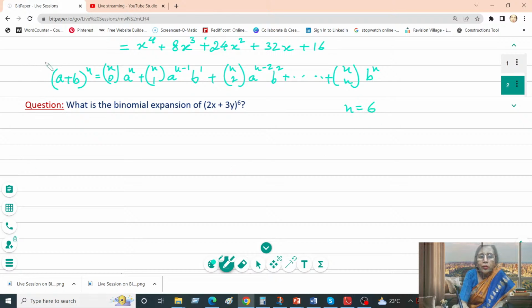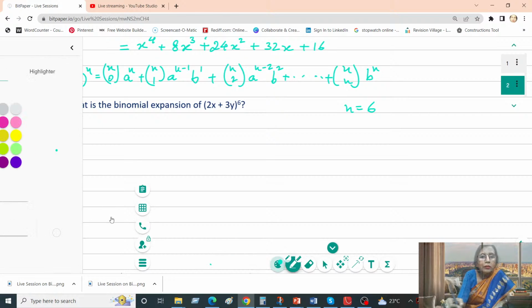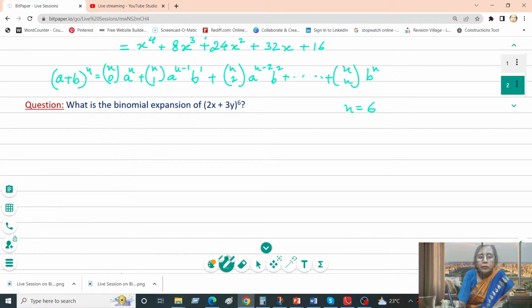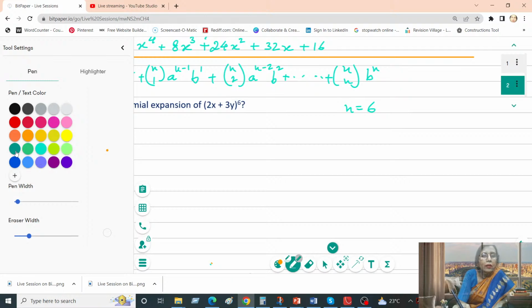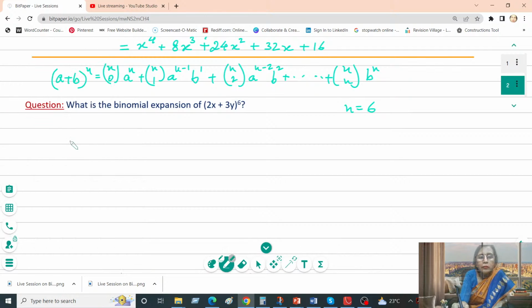Let me draw a line over here. Okay, fine. So the answer. Over here, a is equal to 2x, b is equal to 3y.